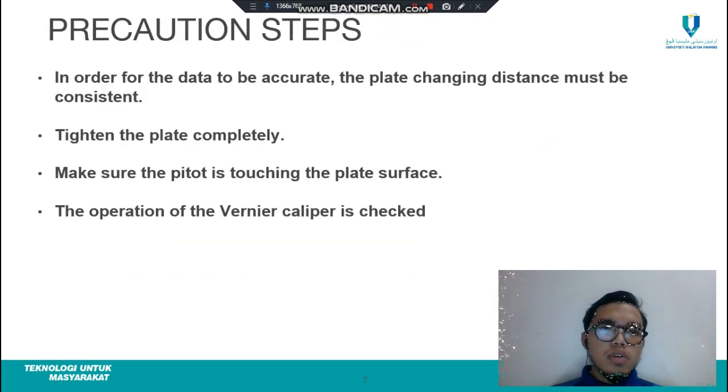For the precaution step for experiment 2, in order for the data to be accurate, the plate changing distance must be consistent. Tighten the plate completely. Make sure the pitot tube is touching the plate surface. The operation of the vernier caliper is checked.